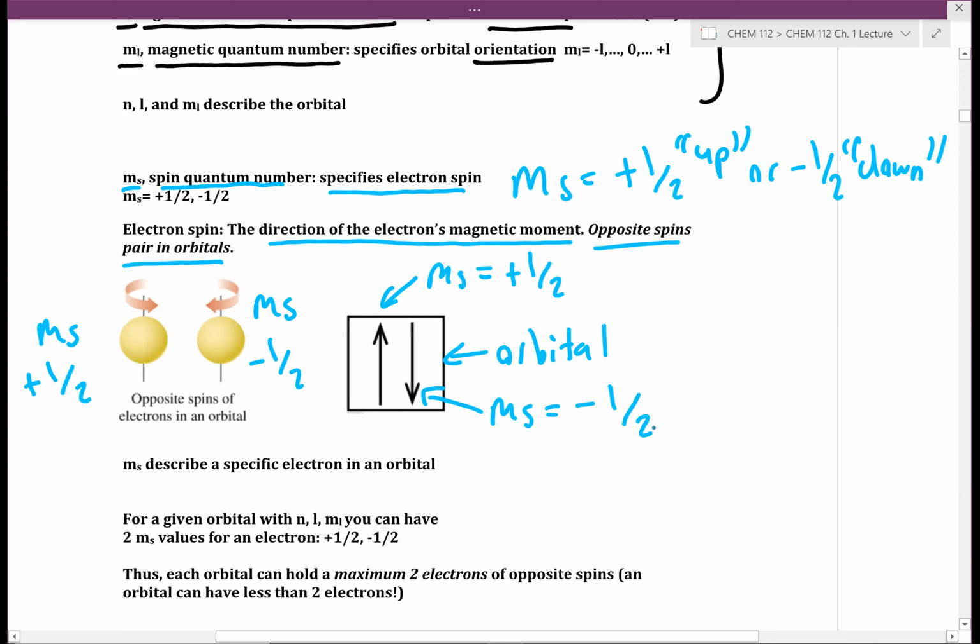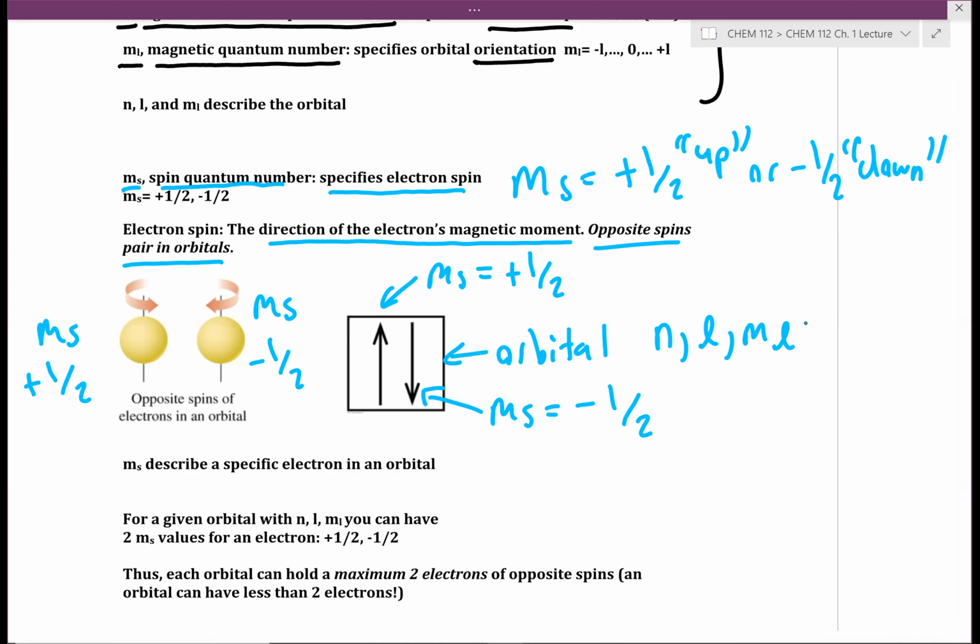So if we can only have two given values of ms for a given orbital, which has an n, l, and ml value that's fixed, how many unique sets of quantum numbers can we generate? How many unique sets for a given orbital? 2. We can have a maximum of 2 electrons per orbital. You can have the n, l, ml +1/2, and you can have the n, l, ml -1/2.